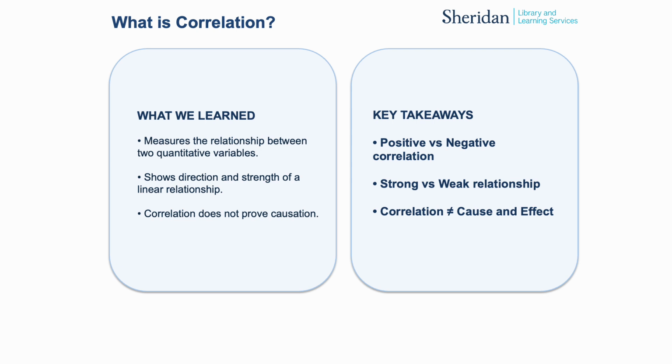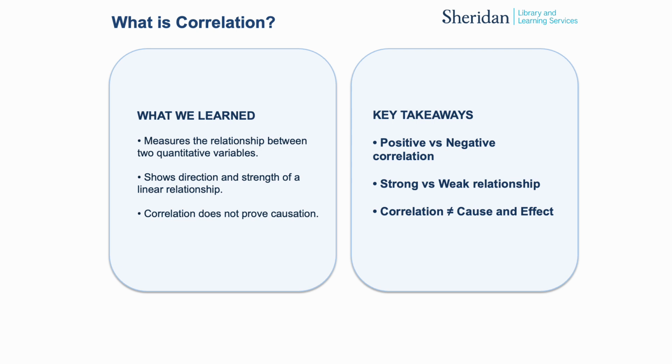Now, correlation has two important characteristics. The first is the direction of the relationship. A relationship can be positive or negative. A positive correlation means that as one variable increases, the other variable also tends to increase. For example, if students spend more time studying, their exam scores generally increase as well. Similarly, companies that invest more in advertising may also see higher sales.